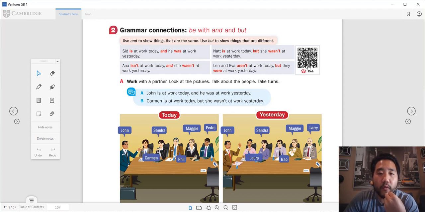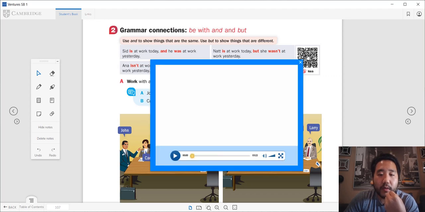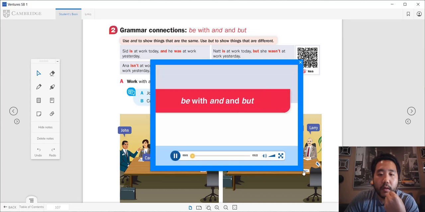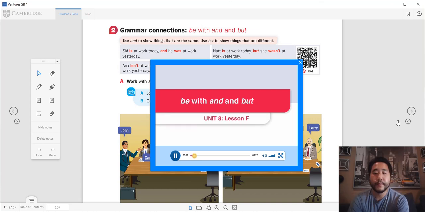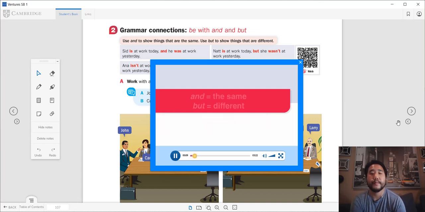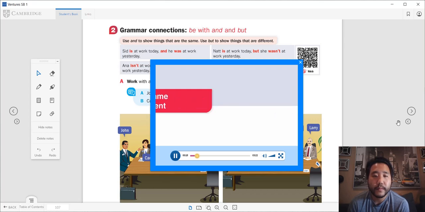Okay, let's go over the video and then do the rest of the exercises. So let's first look at this. Okay, here we go. B. With and, but. Unit 8, Lesson F. Using and to show things are the same. Using but to show things are different. Watch and listen.